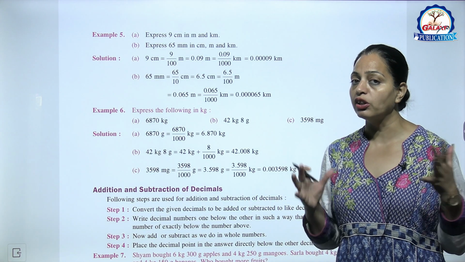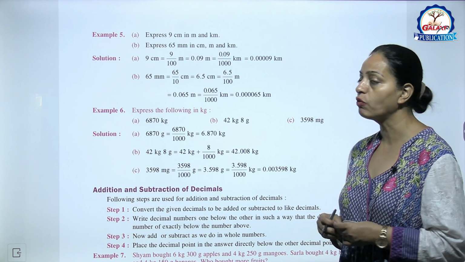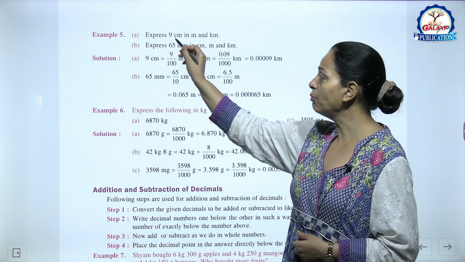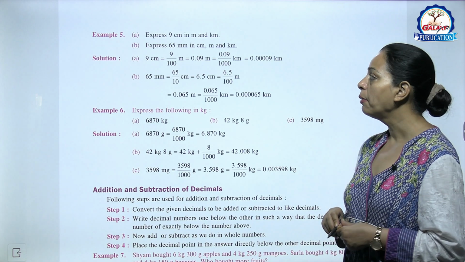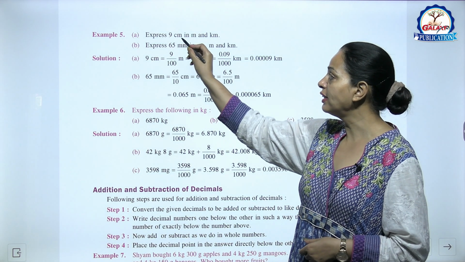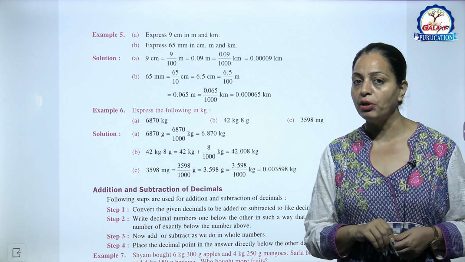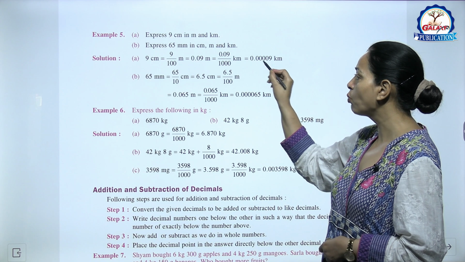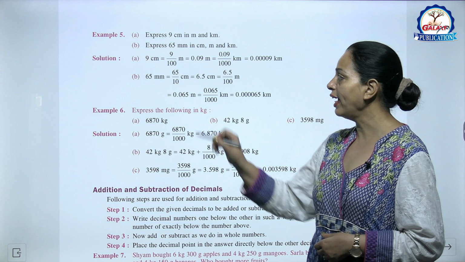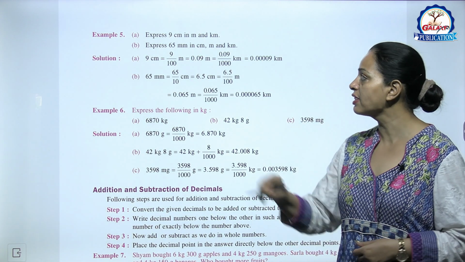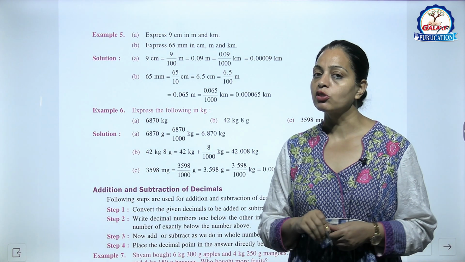Okay. Now example 5, A part express 9 centimeter in meter and kilometer. So first we must know the units, we must know the relation between meter and centimeter. We know 1 meter equals to 100 centimeter. So 9 centimeter को meter में लाने के लिए 9 upon 100. So this becomes 0.09 meter. Okay. अब हम क्या करेंगे, 9 centimeter को kilometer में लाना है. So what to do is meter को हम convert कर देते हैं kilometer में. So divided by 1000. So this is 0.00009 kilometer. The next B part express 65 millimeter in centimeter, meter and kilometer. So we know very well 1 centimeter equals to 10 millimeter.